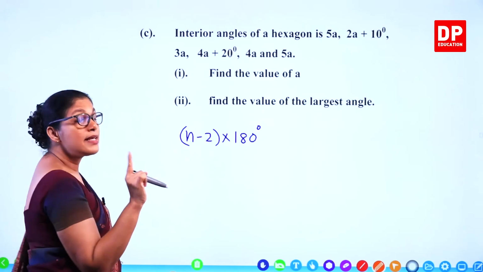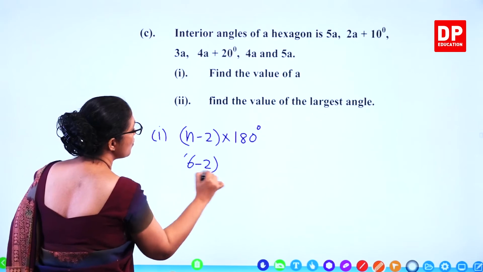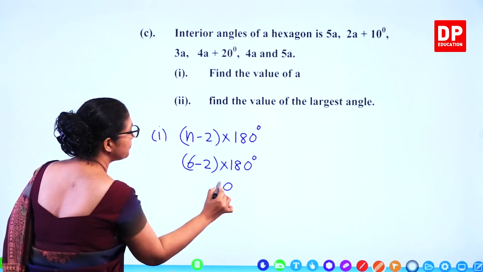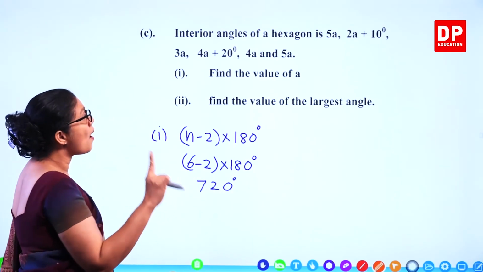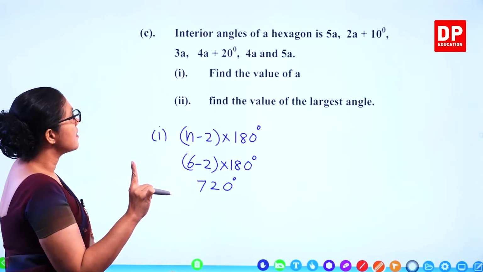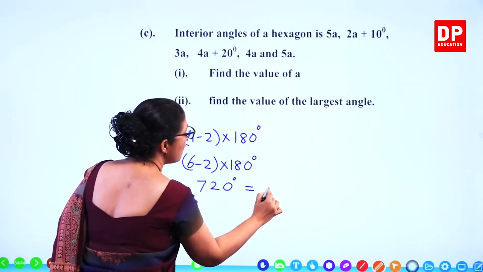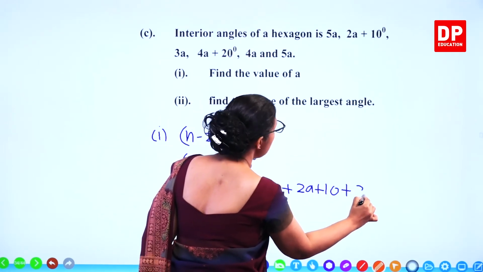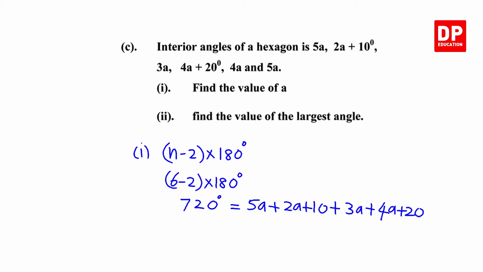Now hexagon n is 6. So we can substitute 6 there. So 6 minus 2 into 180. So 4 times 180. 720 is the sum of angles in a hexagon, interior angles. So that's equal to the sum of all the angles given. 5A, 2A plus 10, 3A, 4A plus 20 and 4A and 5A.